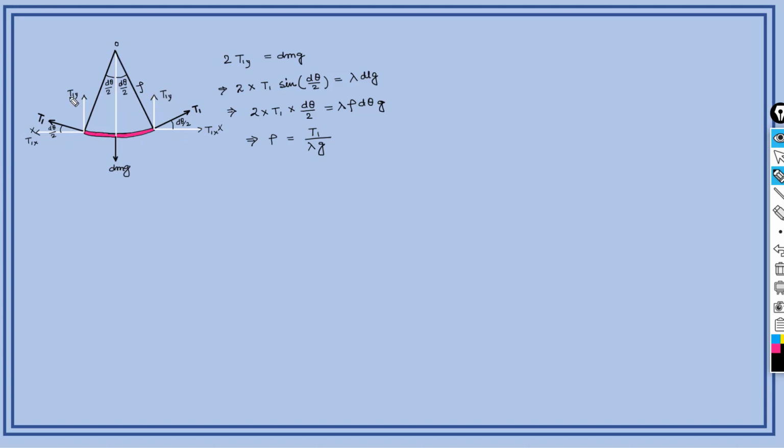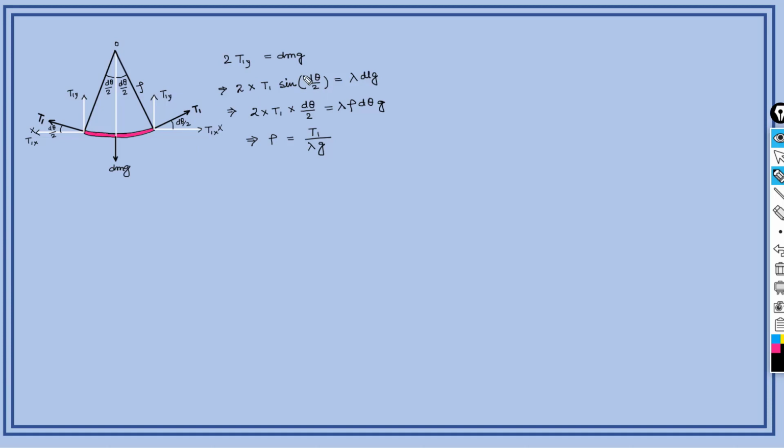But what is this T1y component? These two T1y components are balancing the weight of this small segment, which is dm g. So let me write down the equilibrium condition for this one. 2 T1y is equal to dm into g. Now T1y, you can say it is T1 into sin d theta by 2. That is equal to lambda into dl into g.